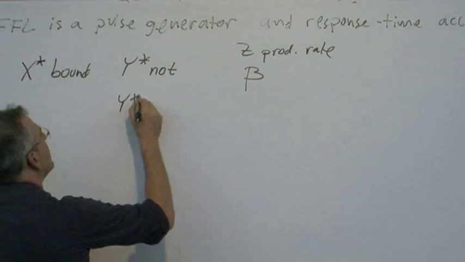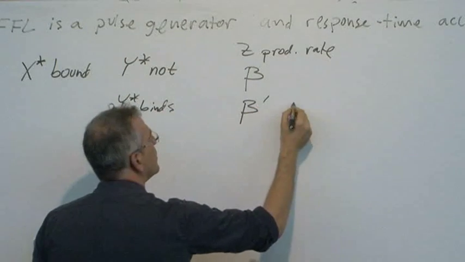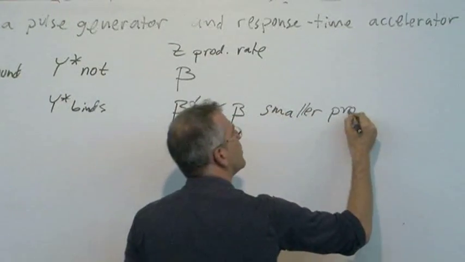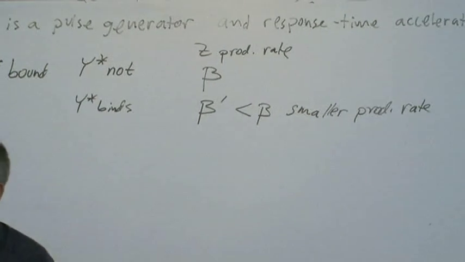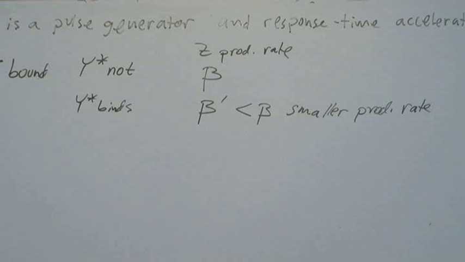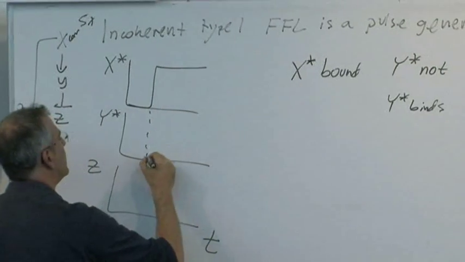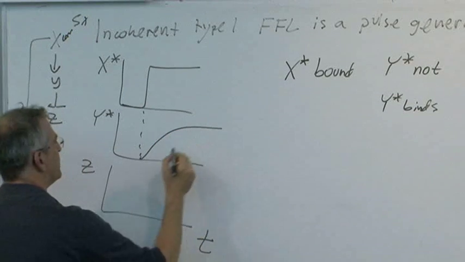When Y star binds, you go to a smaller production rate. Sometimes you can go down to 0 if it's a really strong repressor. So that's the input function we'll work with. Let's take a look here. We have an on-step of signal. Y starts being transcribed, translated, produced, and accumulates.